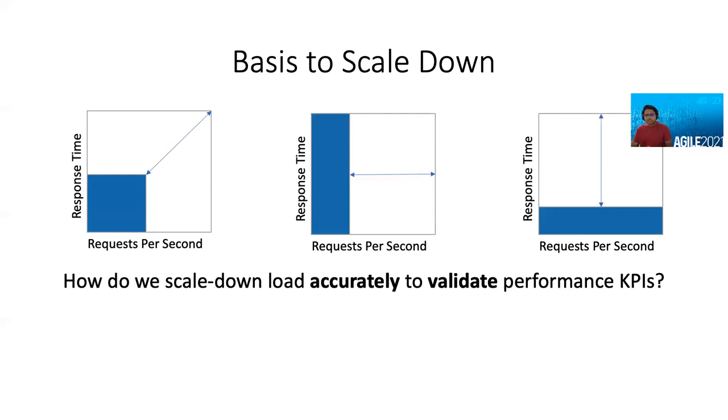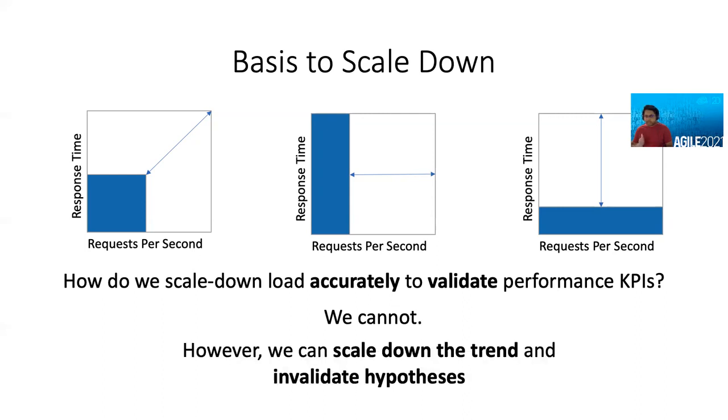So what is the way to accurately scale down all these parameters? And usually it's not just two parameters, right? You will have multiple. And how can we validate the performance KPIs accurately? Answer is we cannot. What we can do, however, is we scale down the trend and we invalidate hypotheses.